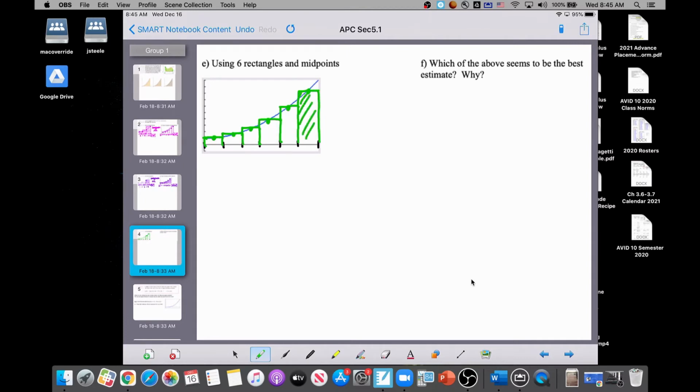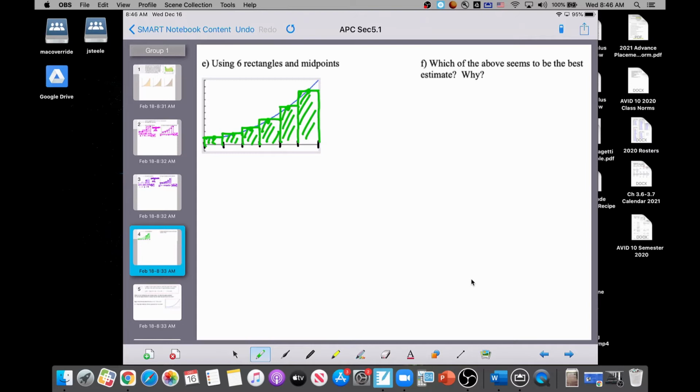You can see that with the midpoint rectangles, I have a little bit of an overhang above the curve, but then I also have a little bit of an underhang. Overhang on the left side, underhang on the right side for each rectangle, which you think probably sort of cancel each other out. So I would expect that this is going to be our best estimate.